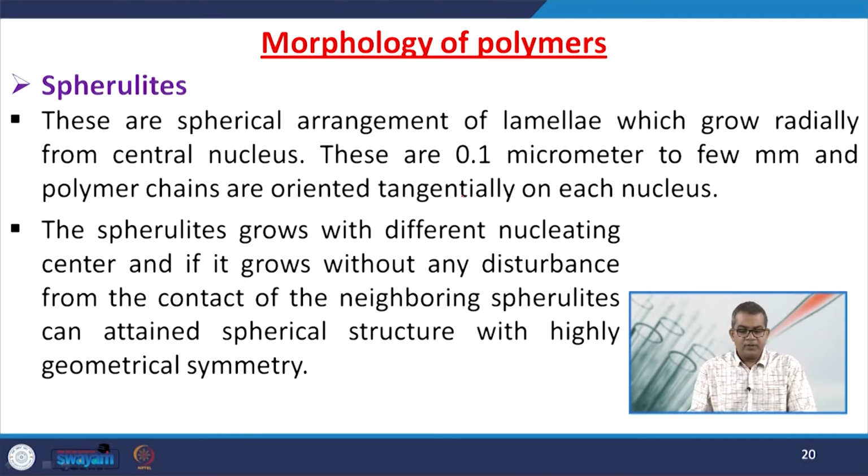Now, let us have a brief discussion about the spherulites. These are spherical arrangements of lamellae which grow readily from the central nuclei like this. This is your central nuclei and you can grow like this. Now, these are 0.1 micrometer to a few millimeter, and the polymer chains usually are oriented tangentially to each nucleus like this.